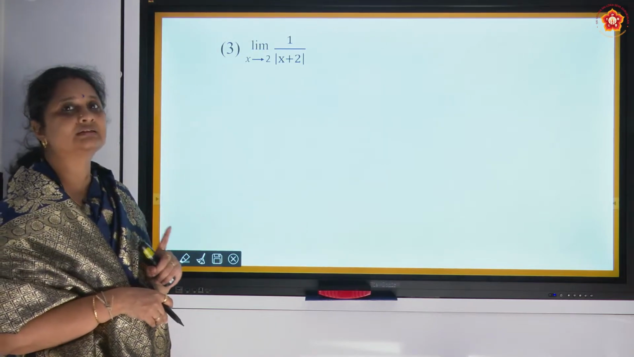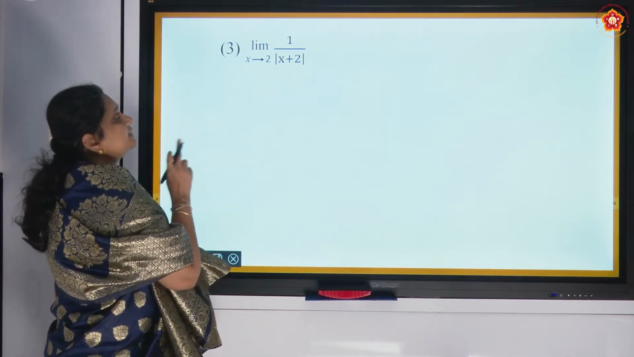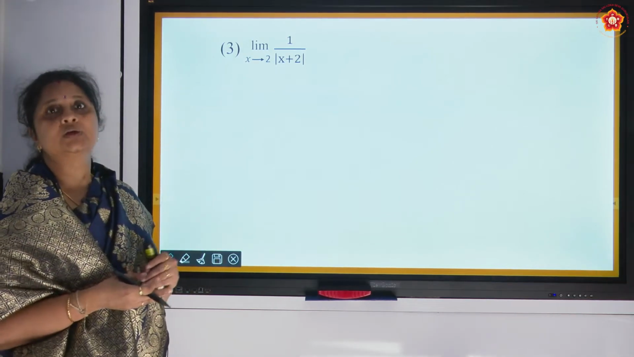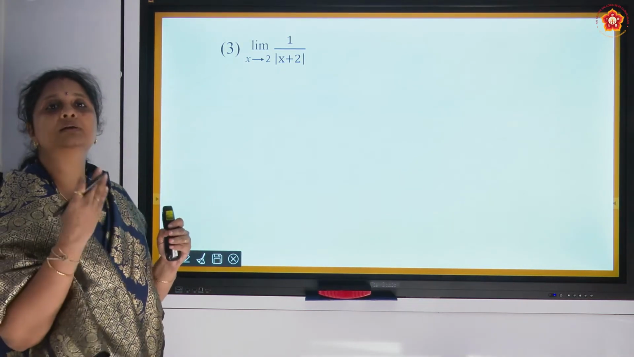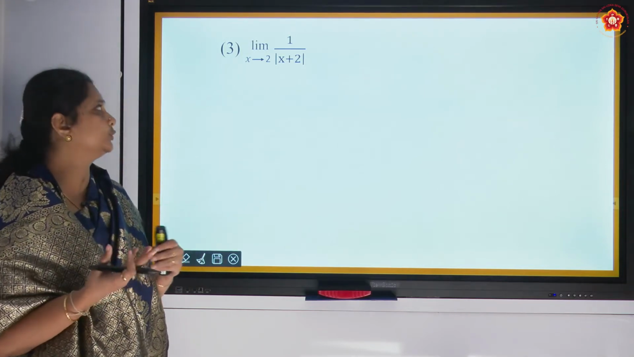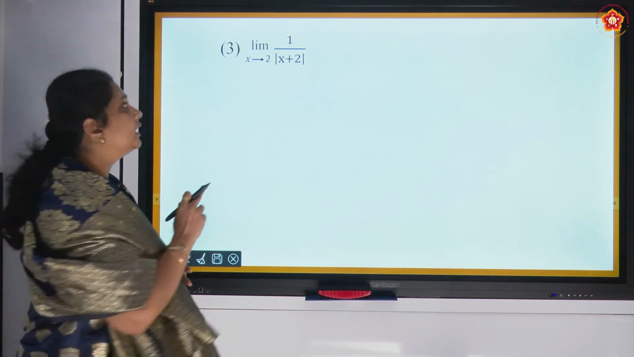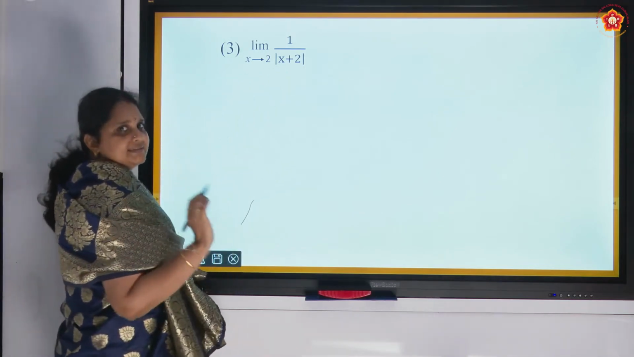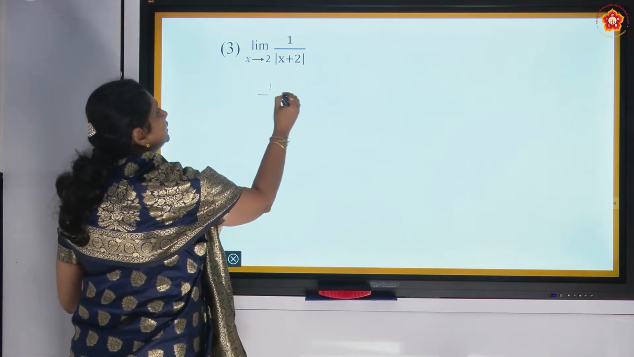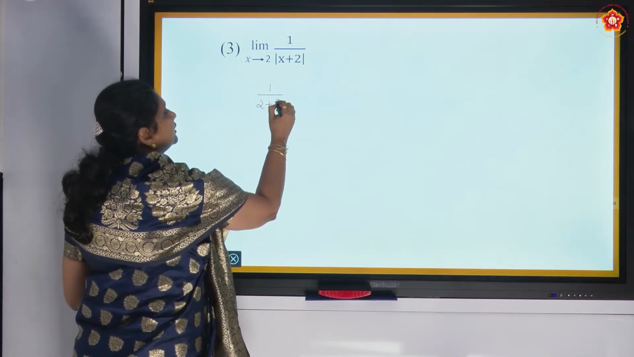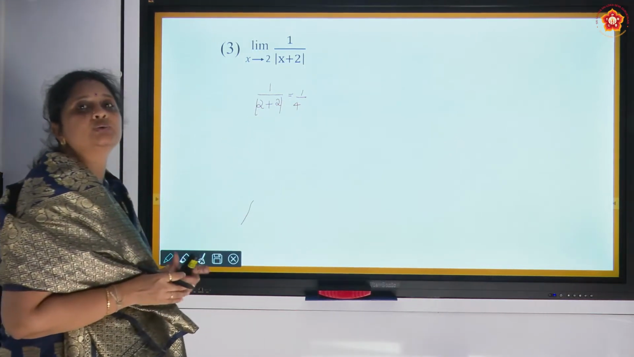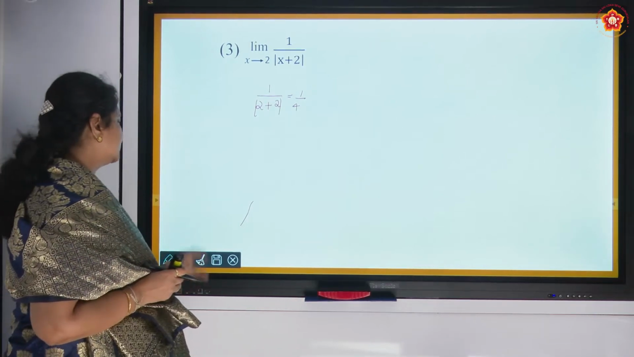Next question for this class is limit x tending to 2, 1 by the absolute value of x plus 2. So till now we were looking into the irrational functions. So we rationalized and tried to substitute the limits. Now here, when I substitute the limit and see, it gives you a proper number. See, if I substitute 2 here, it gives you 1 by 4.